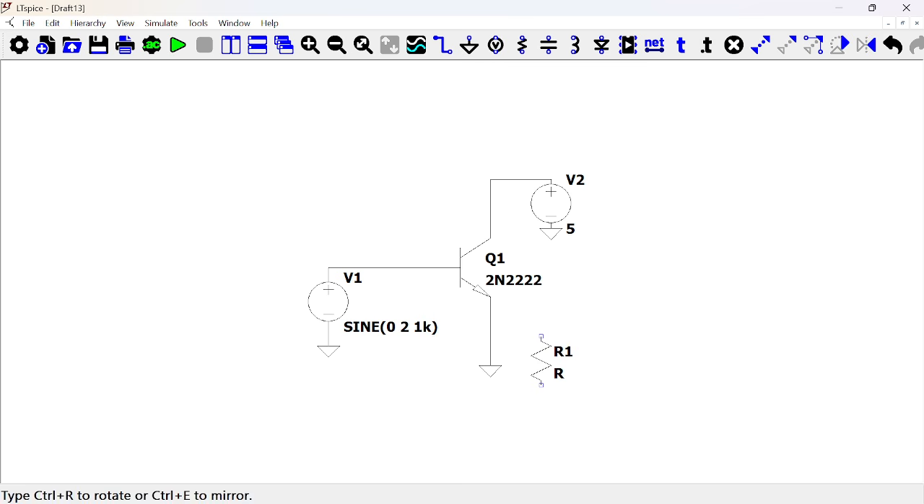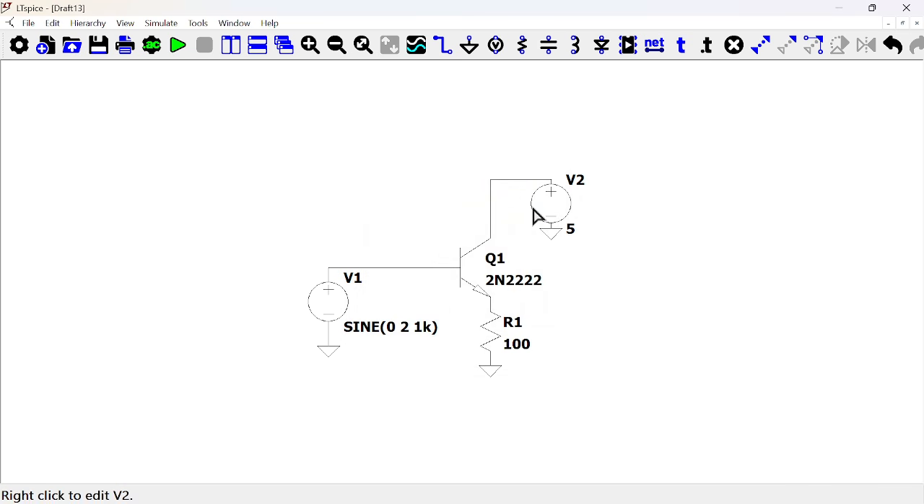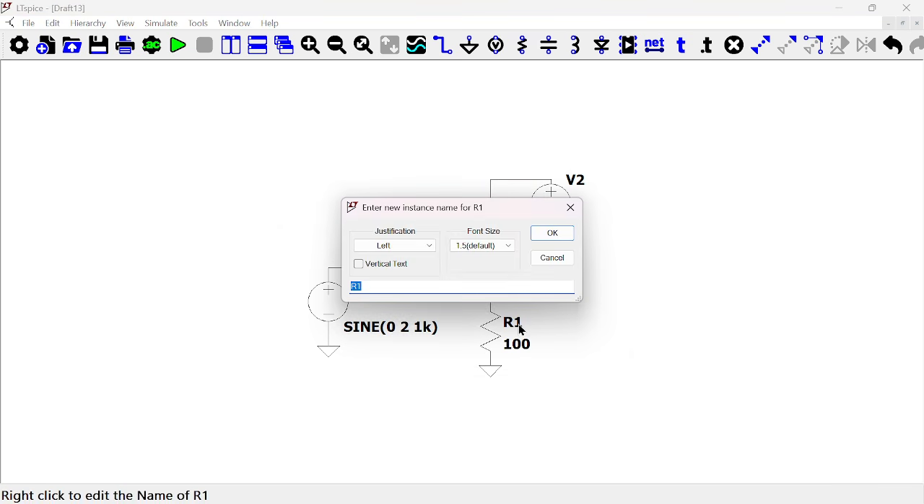I'm going to put a resistor. Obviously we need one, else our output voltage will be tied to the ground. So the resistor R1, call it RE, with a value of, let me give it 100 ohms. Okay, so that's RE.